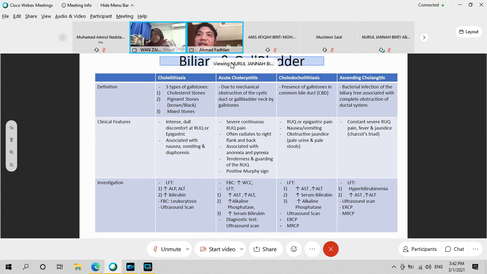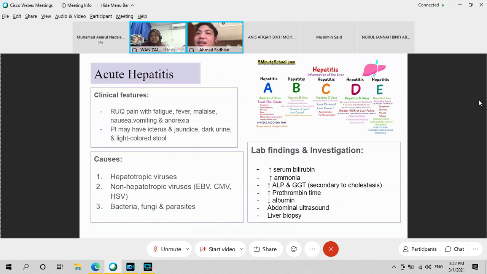So this is the summary of what I have said just now. Next. Next is acute hepatitis. The causes of acute hepatitis, first is the hepatotropic virus, which you can see from the picture at your right side. It consists of hepatitis A virus, hepatitis B virus, C virus, hepatitis D virus, hepatitis E virus.